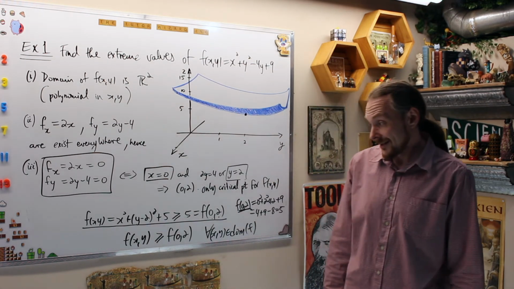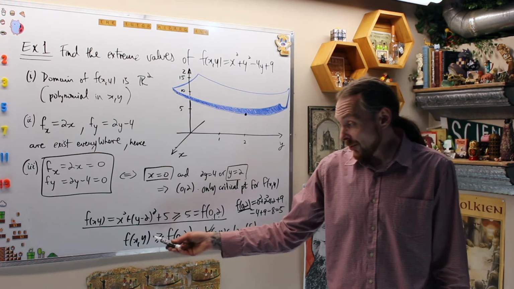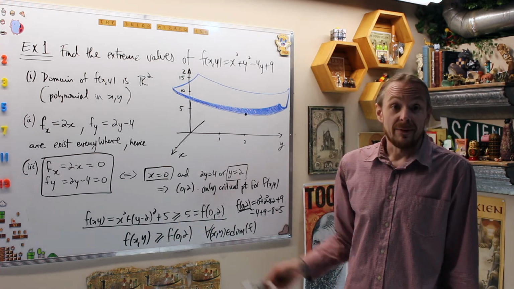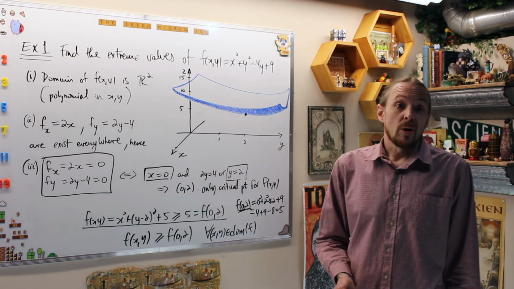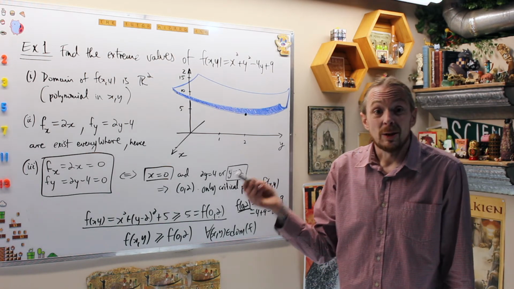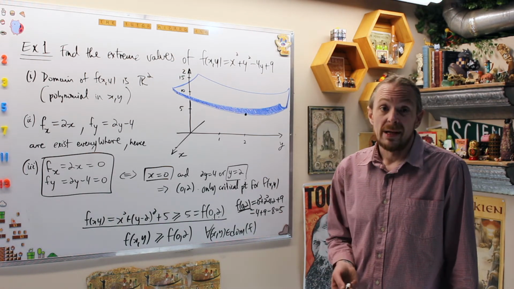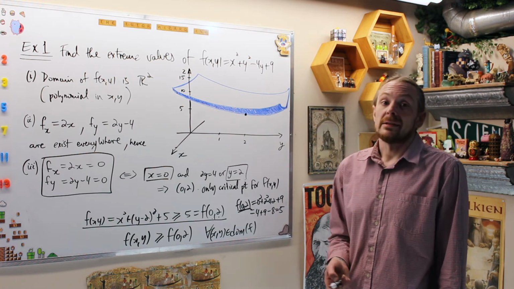That's what we're essentially trying to say. Now I've shown that f of x, y is greater than or equal to f of 0, 2 for every point in my domain. So that says not only is it a local max or a local minimum, it's also an absolute minimum. And this is how we're going to do this.